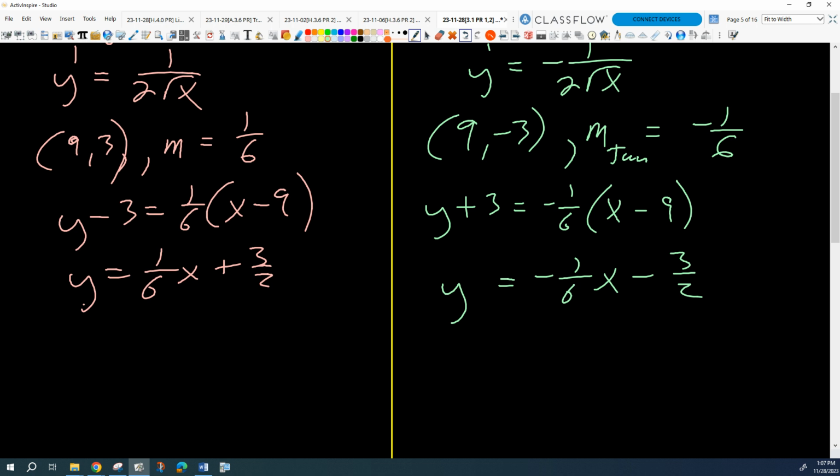Does it seem, just intuitively, does it make sense to you that these ought to be symmetrical? That the slopes ought to be opposites in this case and the y-intercepts ought to be opposites? I mean, given the symmetry of the situation, you just kind of know it's going to work out that way, and it does.